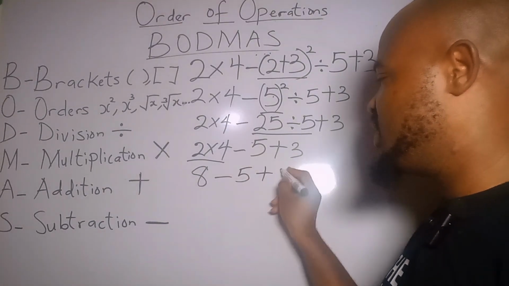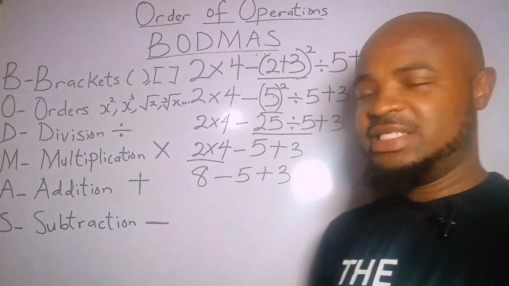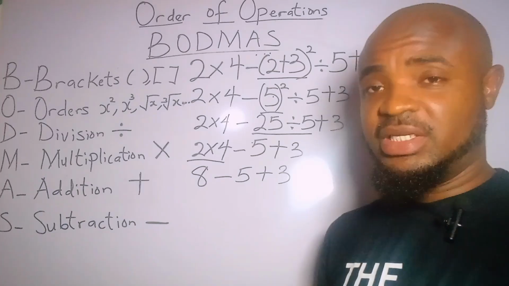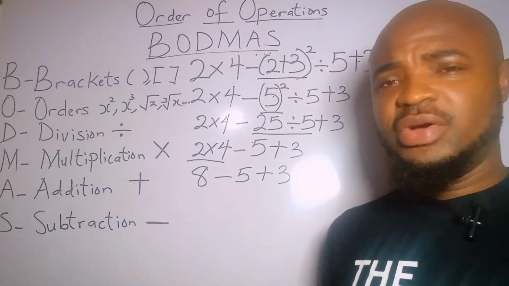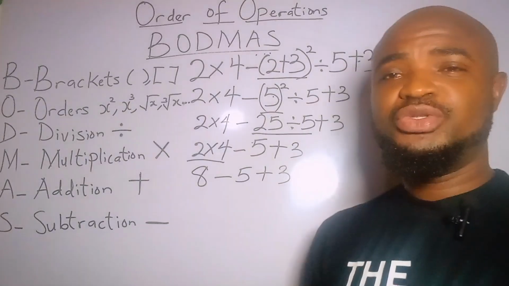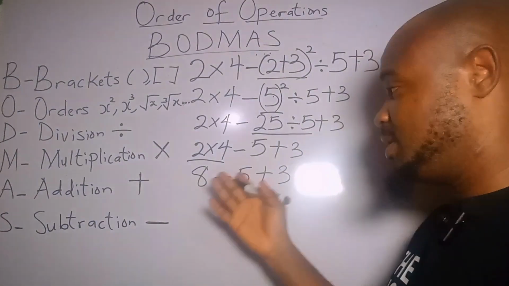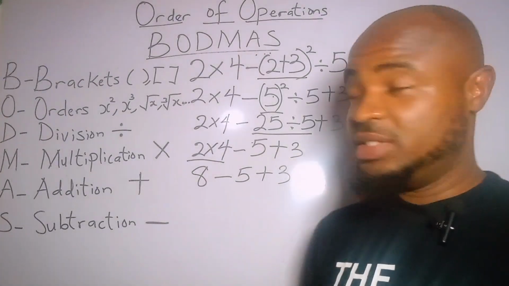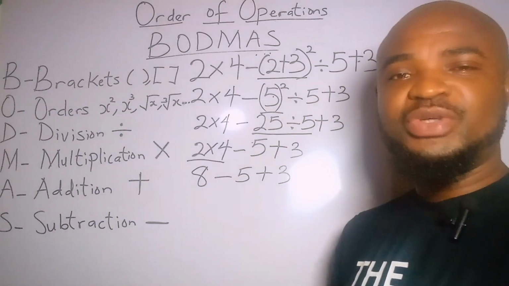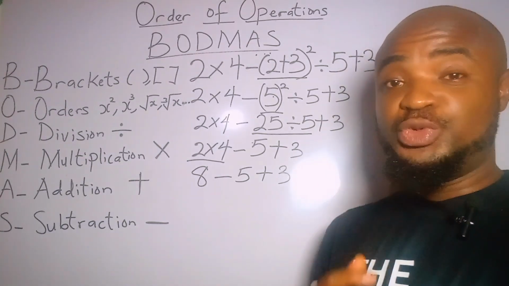Minus 5 plus 3. Now, please, I want you to pay attention at this point. At this point we are left with minus and plus, that is subtraction and addition. A lot of students will tell you, come on, if I solve it directly, I will still get the same answer. Yes, you might get the same answer, but do the right thing. You might subtract, then add, and you still get the same answer. But the order tells us that addition must always come first. So do not try subtracting and then adding. You might get the same answer, but do the right thing.